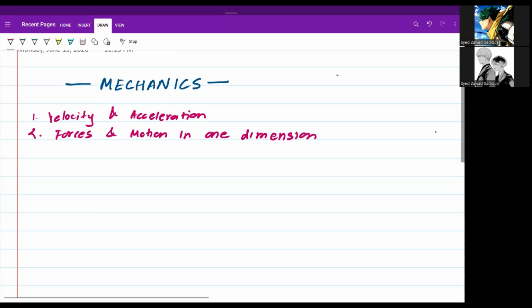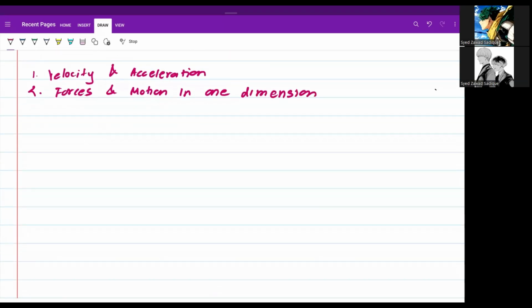Excuse me if my handwriting is kind of bad. I'm very new to using the tablet. Otherwise, I hope to write it in a way that everyone can understand.